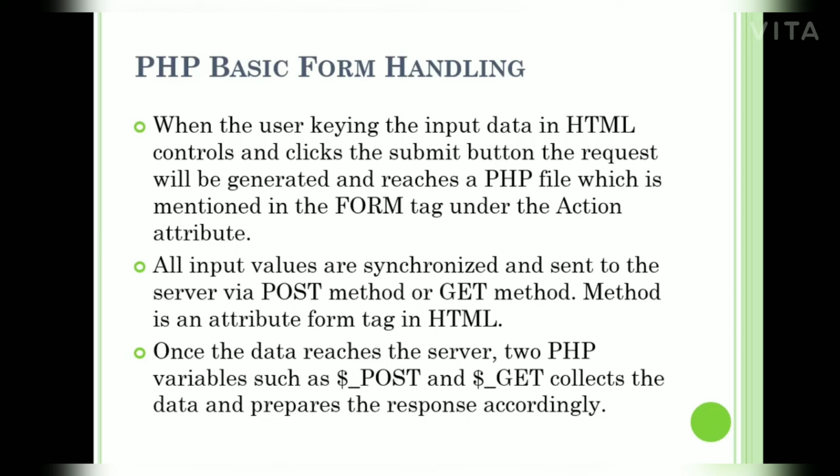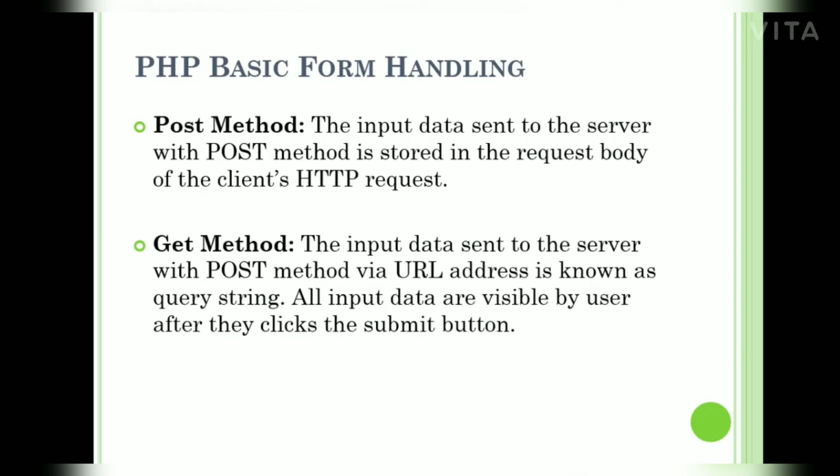Post method. The input data sent to the server with post method is stored in the request body of the client's HTTP request. Get method. The input data sent to the server with get method via URL address is known as query string. All input data are visible to the user after they click the submit button.